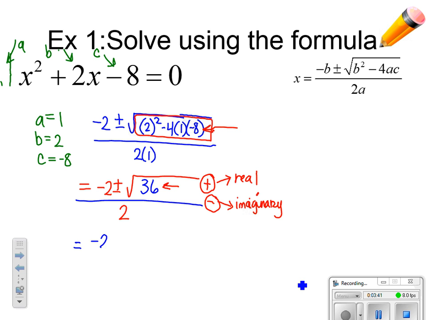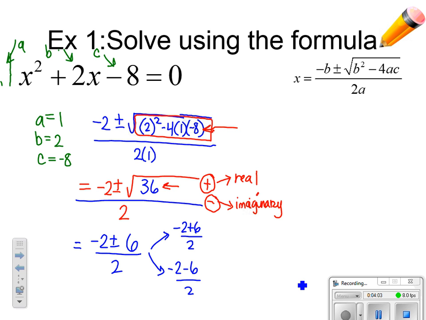This would be negative 2 plus or minus, oh, what's the square root of 36? Well, that's 6, all over 2. Now, there's 2 answers here. Because I have a plus or minus, there's 2 answers. So we've got to split this up into two parts. Negative 2 plus 6 divided by 2, or negative 2 minus 6 divided by 2.